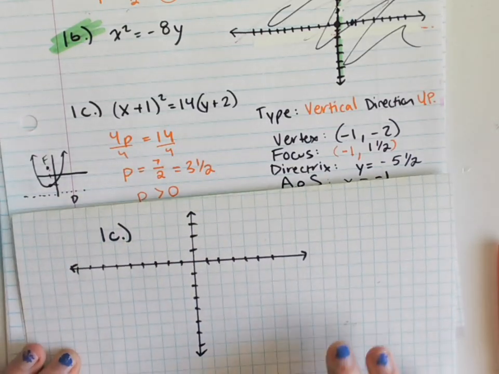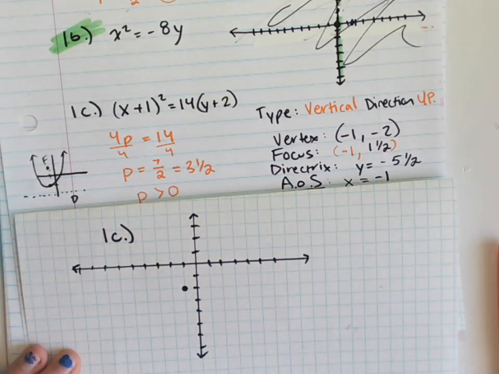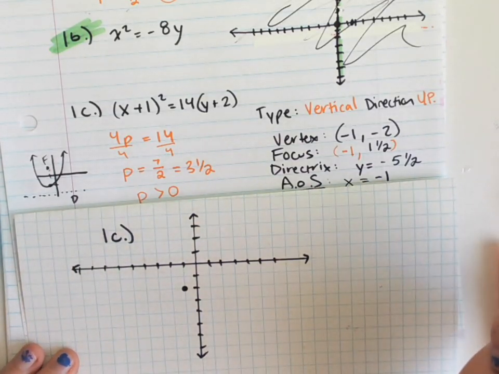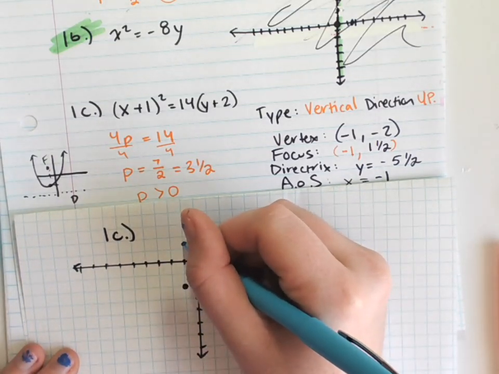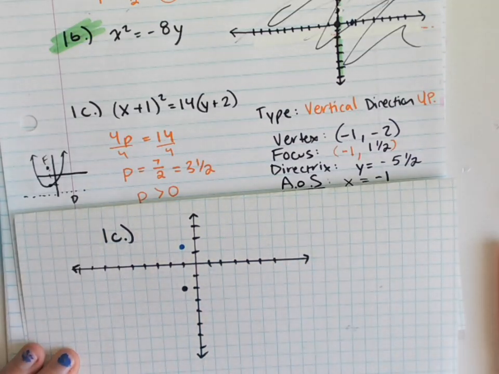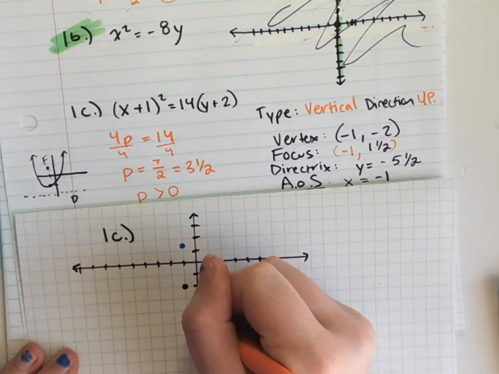Okay, let's do it. So we've got negative 1, negative 2 for our vertex. Our focus is at negative 1, 1.5. So that's going to be about right there. And then our directrix is at negative 5.5. 2, 3, 4, 5.5.